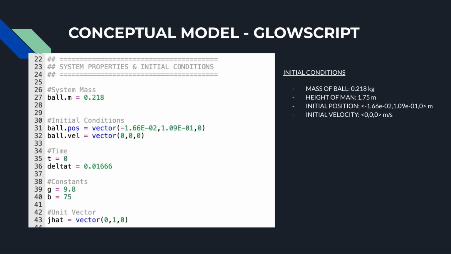And then once I found these initial conditions, I began creating my GlowScript code. So I put in the mass of the ball as well as the initial position vector and the initial velocity vector that were given from the Tracker data. And then I also set the delta t to the time change that Tracker used. And then I put in the constants of g, which is known, and then b, which you just derive and see what works best. And then I put in the unit vector for the y direction, as the y direction is the only direction that is going to be used in the computational model.